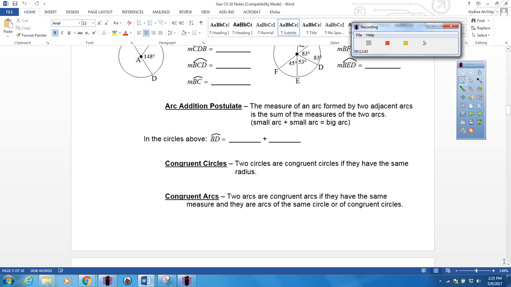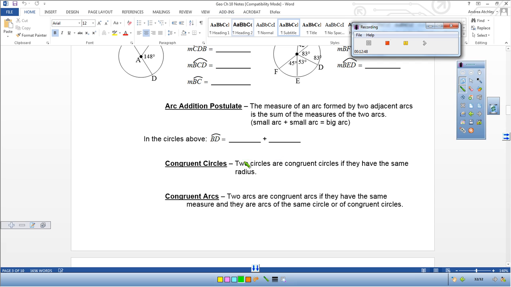Okay, two circles are congruent circles if they have the same radius, which we kind of already talked about. There's only really one measure on a circle, the radius or the diameter. And if they're equal, then the whole thing's going to be congruent, right? Congruent arcs are a little bit different. Two arcs are congruent arcs if they have the same measure, and they are arcs of the same circle or of congruent circles.